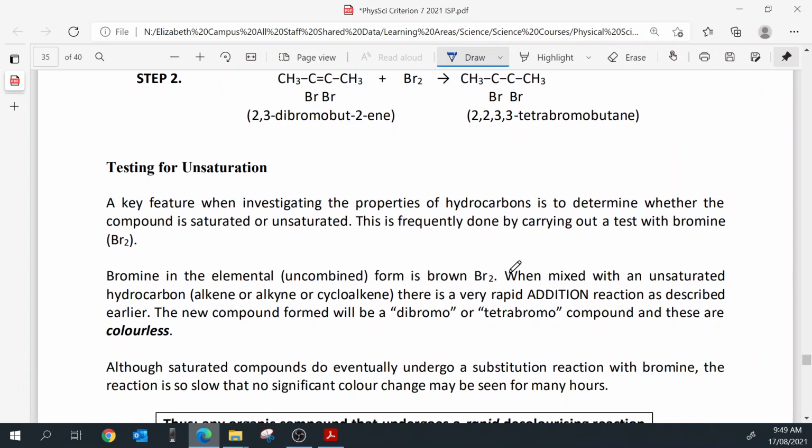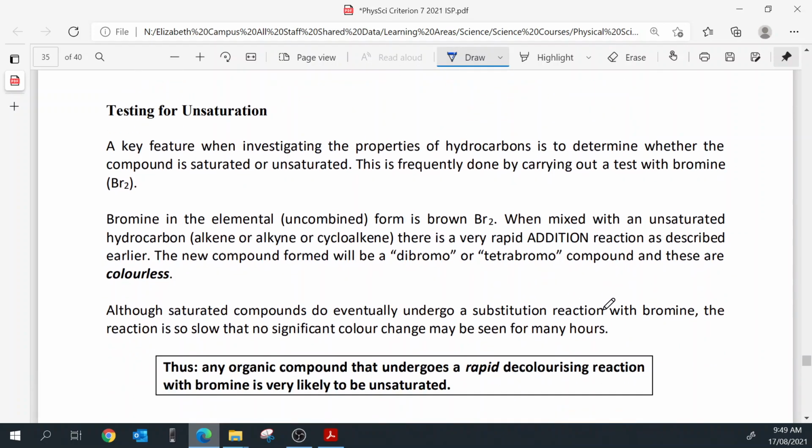This is important for testing for unsaturation, and it does appear in exams, so we do need to highlight this. A key feature when investigating the properties of hydrocarbons is to determine whether the compound is saturated or unsaturated, and this is frequently done by carrying out a test with bromine, Br2. I spoke a little bit about this when I introduced the saturated hydrocarbons. A saturated hydrocarbon will take a slow reaction, but an unsaturated hydrocarbon will undergo a fast reaction.